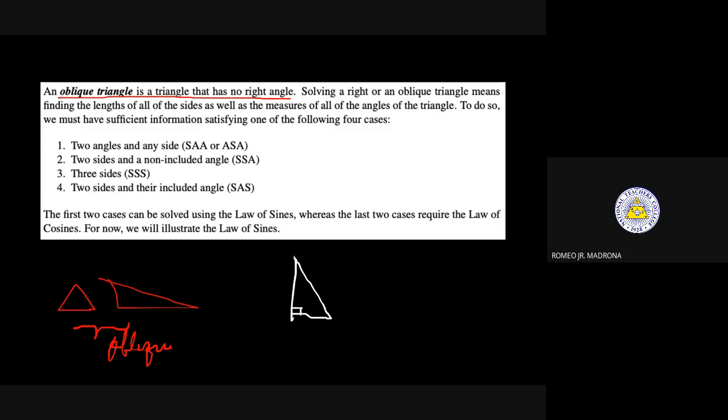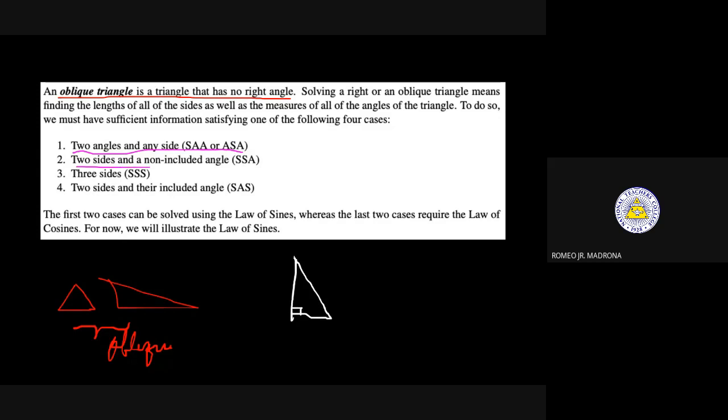We have done this before. We have the, wait lang, class. Let me change the color. My favorite. Favorite ko na si Magenta, no? Two angles and any side. So, given two angles and any side, either it's the opposite of one of the angles or not, it doesn't really matter. Or we call it ASA or SAA or AAS, whatever.